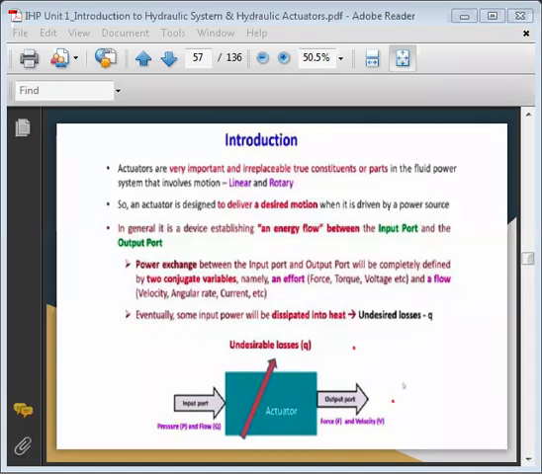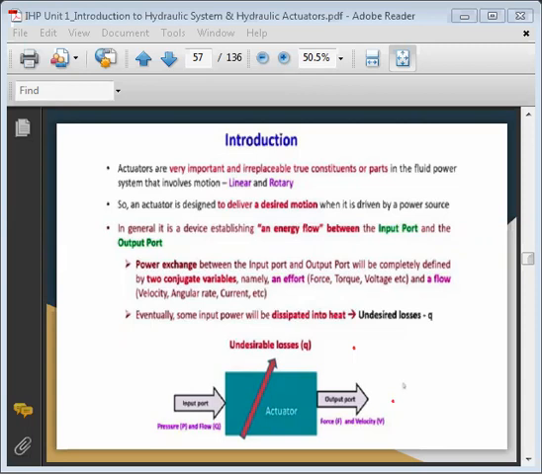Okay, please look at this slide. I have given another definition of the actuator. As we know, these actuators are a very important element of the fluid power system or the hydraulic system. It is a very important and irreplaceable component, or part, of the fluid power system, and actuators produce three types of motion: linear motion, rotary motion, and oscillating motion.